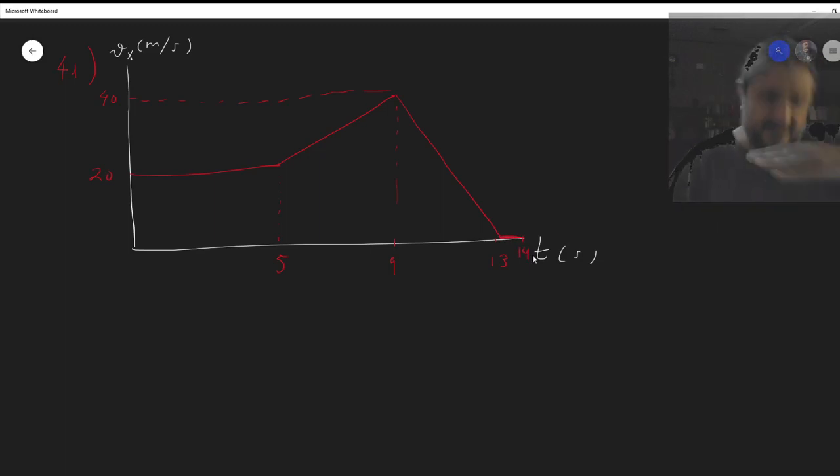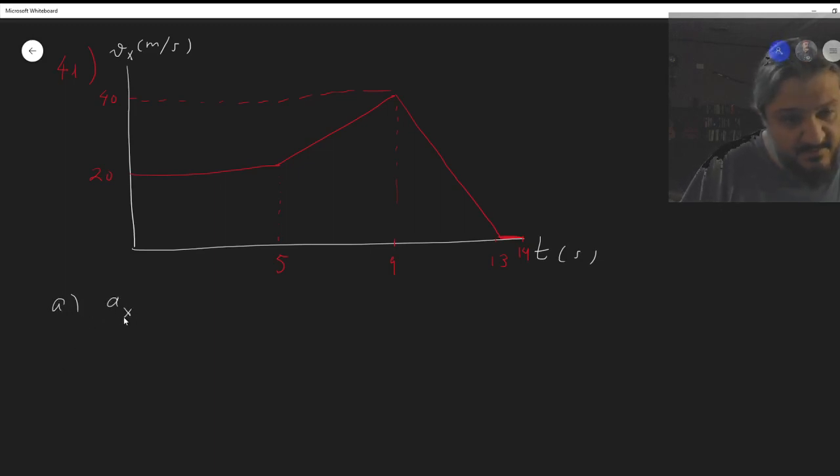So, maintain the speed for 5 seconds, increase the speed, and then decrease the speed. Constant velocity, increasing velocity, decreasing velocity, all the way down to 0. That's how you read that graph, okay? So, A. What is AX? AX means instantaneous acceleration at t equals 11 seconds.